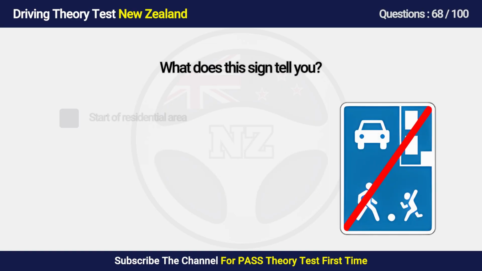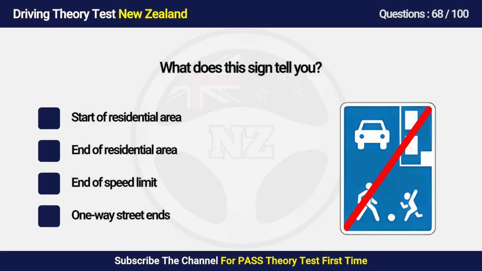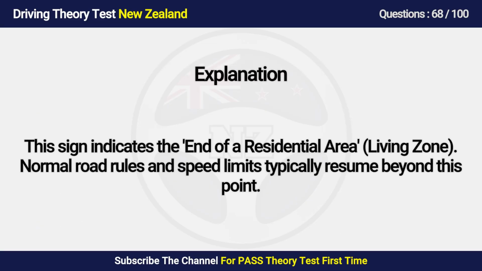Question 68. What does this sign tell you? A. Start of residential area. B. End of residential area. C. End of speed limit. D. One-way street ends. Answer is B. End of residential area. This sign indicates the end of a residential area living zone. Normal road rules and speed limits typically resume beyond this point.